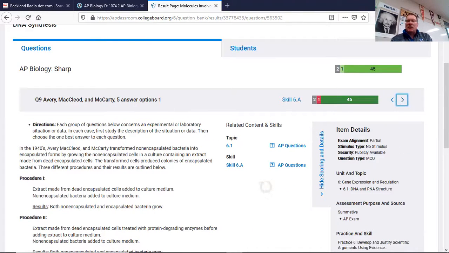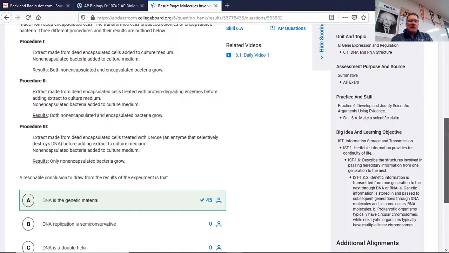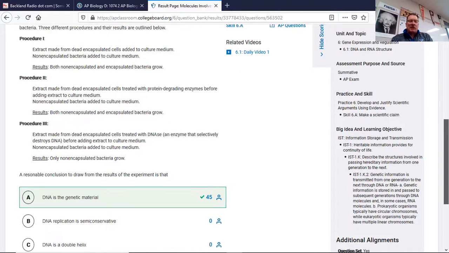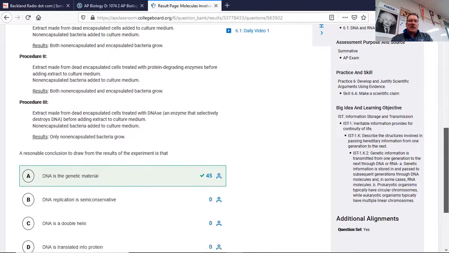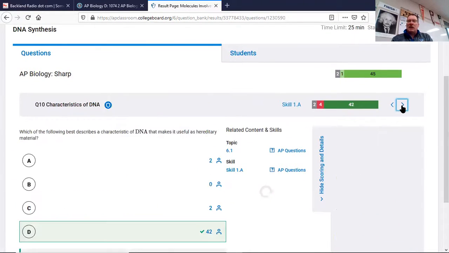So I told you this would go quick. You did very well on this one. And again, knocked it out of the park. We all basically got it right. What can you conclude? That DNA is the stuff of genetic life.